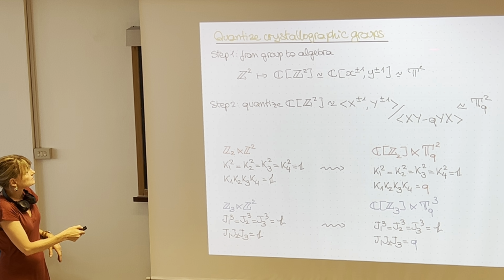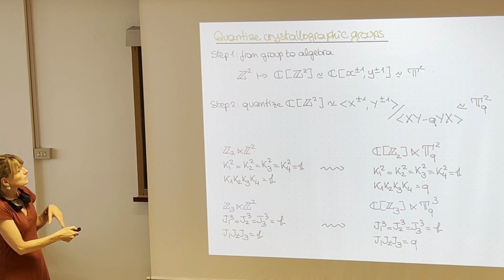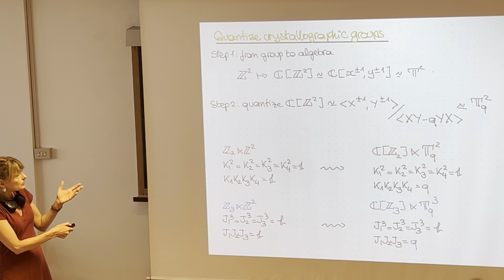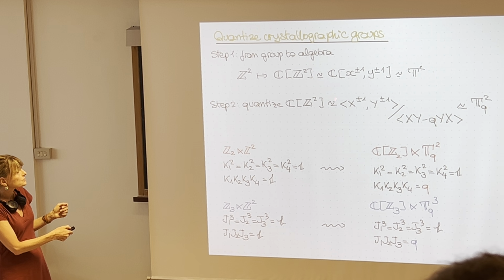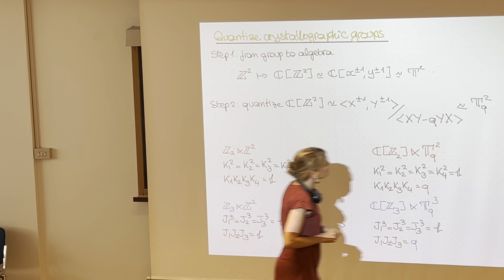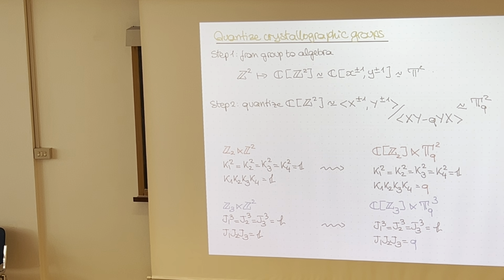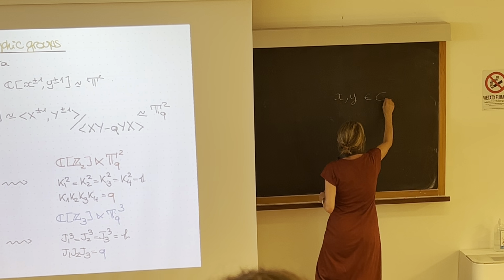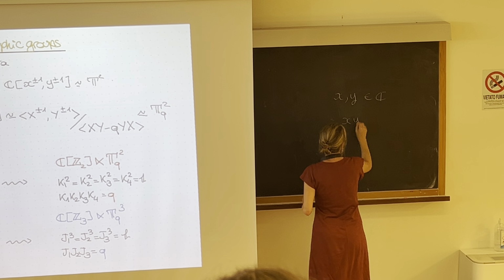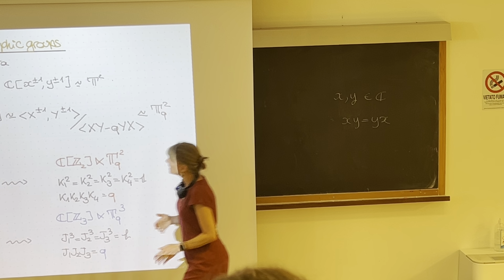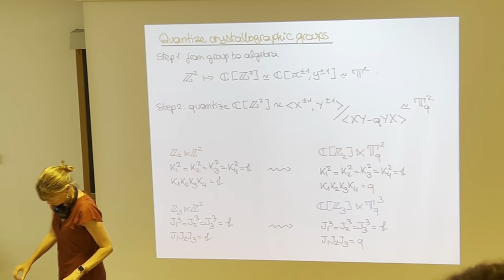And then you quantize this torus. The torus is also the same thing as the ring of Laurent polynomials in 2 variables. When I have Laurent polynomials in 2 variables, these 2 variables belong to C in my head, so they commute. But when I quantize, they stop commuting.